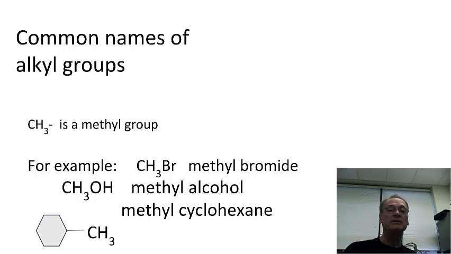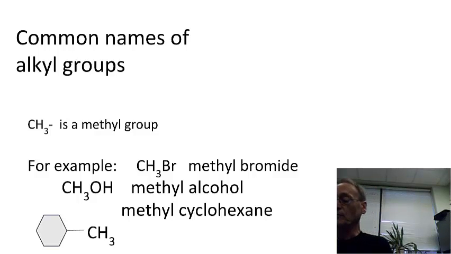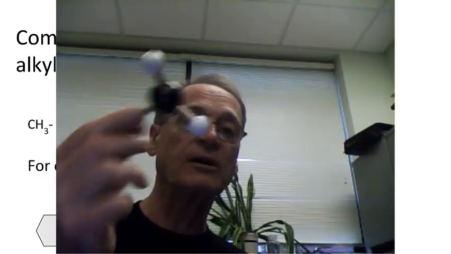Okay, now let's take one more little side trip here. We have to also learn the names of some alkyl groups. Now, what is an alkyl group? Well, for example, this is a CH3. Notice that it doesn't have an octet. It's not a molecule. It doesn't exist by itself. It is only found as a group that might be attached to another molecule.